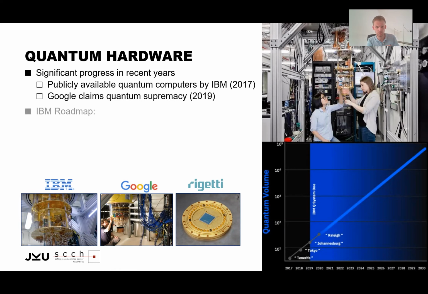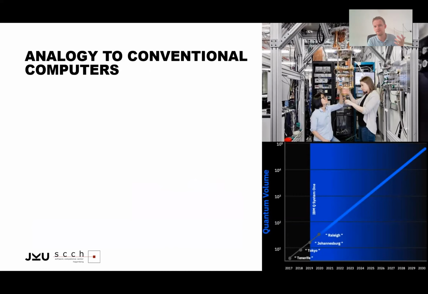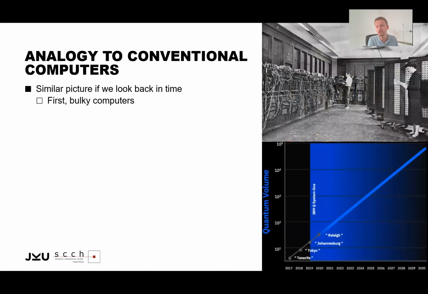And we have first publicly available quantum computers. And also, if you check out the roadmaps of quantum hardware, for example, here the roadmap by IBM, you can really see a very impressive development, which is very similar to the development we have seen in the conventional realm, right? So first quantum computers, such as the one depicted here on the right-hand side, filled entire rooms. Well, this is the same as what happened with first conventional computers, which also filled full rooms.